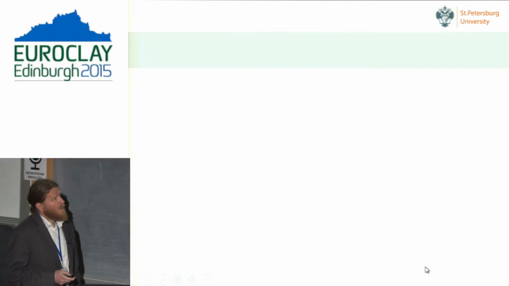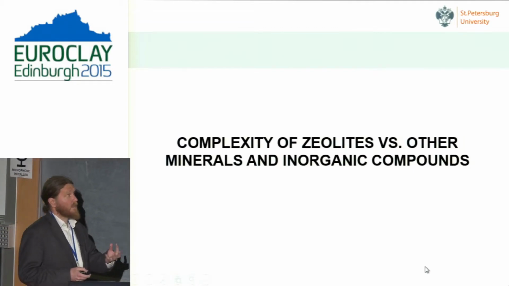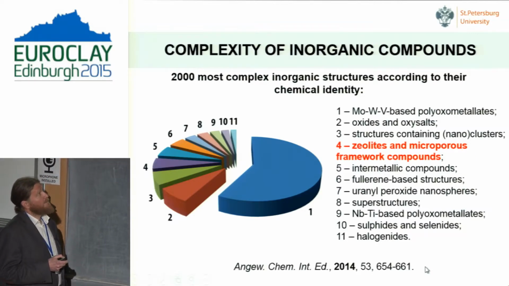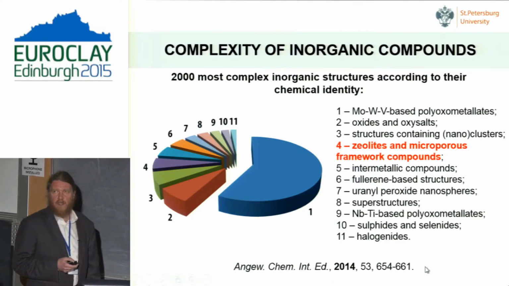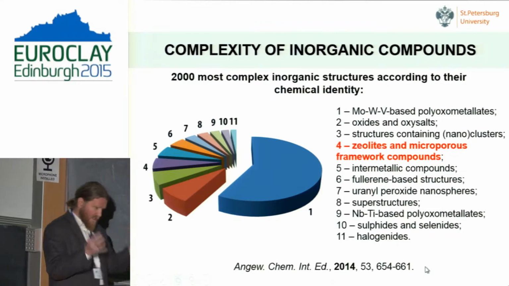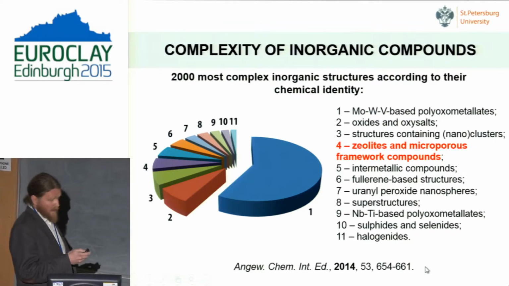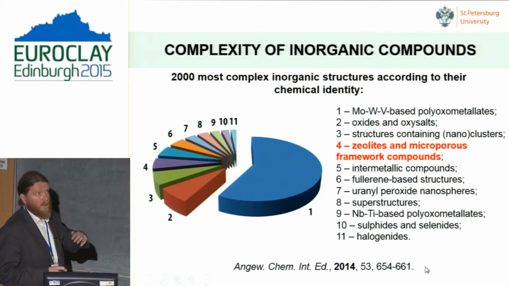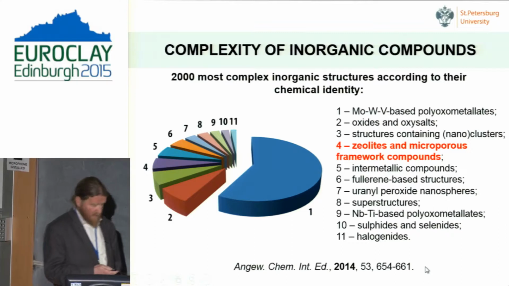And so the next question which I would like to consider is the complexity of zeolites versus the complexity of other minerals and inorganic compounds. And here you can see the distribution of the 2,000 most complex inorganic structures according to their chemical identity. About 60% of the most complex inorganic crystal structures are polyoxometallates. Well, this is a huge cluster, so of course they will have huge unit cells. They will usually have low symmetry. But you can see that zeolites come number 4 if you rank all the structures according to their complexity. So zeolites are really one of the most complex inorganic structures known so far.